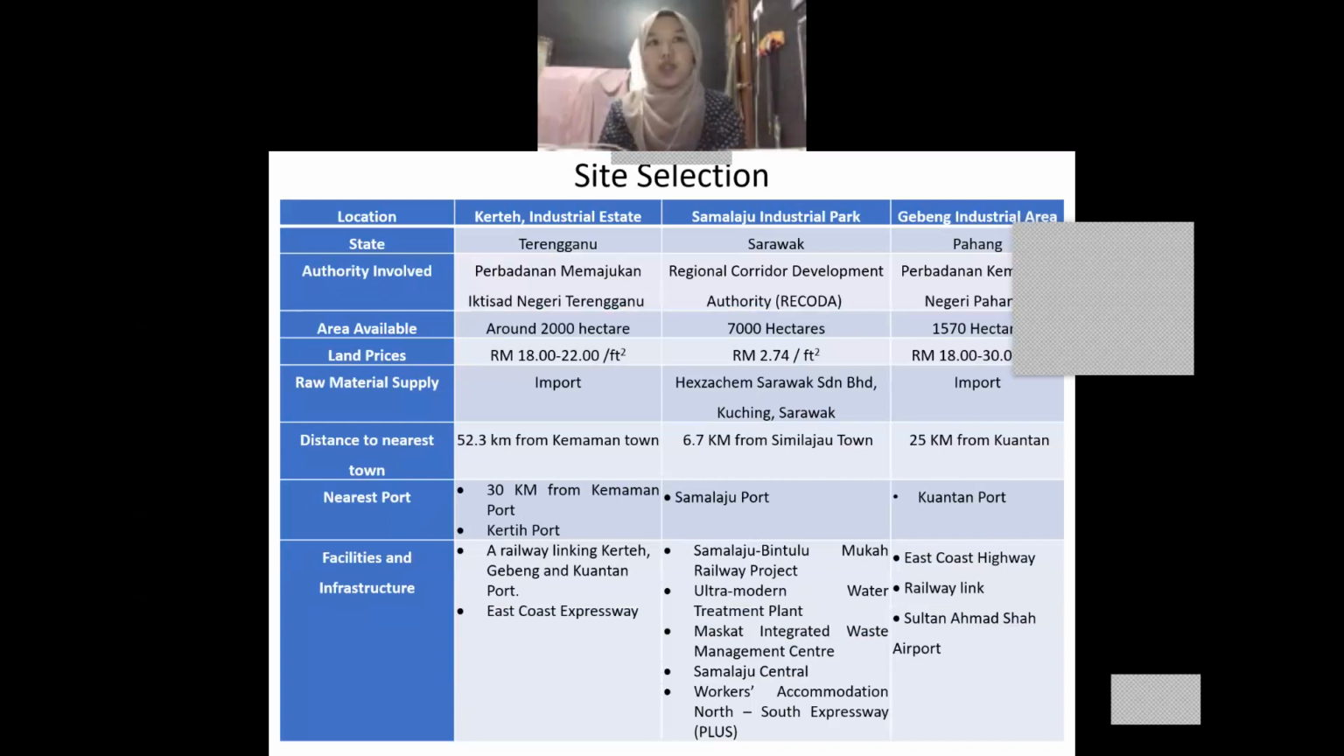Okay, for the site selection, we have chosen 3 locations, which are the Kertih Industrial Estate in Terengganu, Taman Laju Industrial Park in Sarawak, and also Gebeng Industrial Area in Pahang. For the site selection, we have chosen Sarawak to build our plant. It is because the area availability in Sarawak is higher compared with the other two, and also the land price is much cheaper. And we can also get the raw material supply in Sarawak itself compared with the other two that we need to import. And it is also nearest to the town, and it has a lot of facilities and infrastructure.